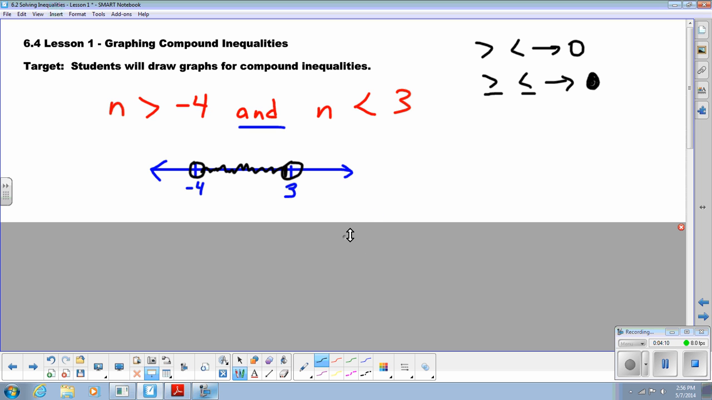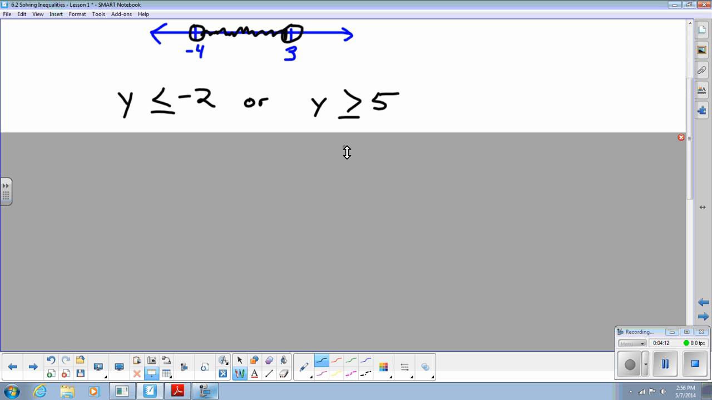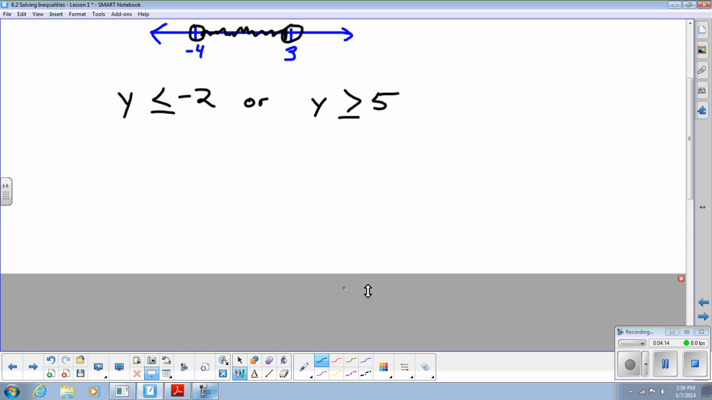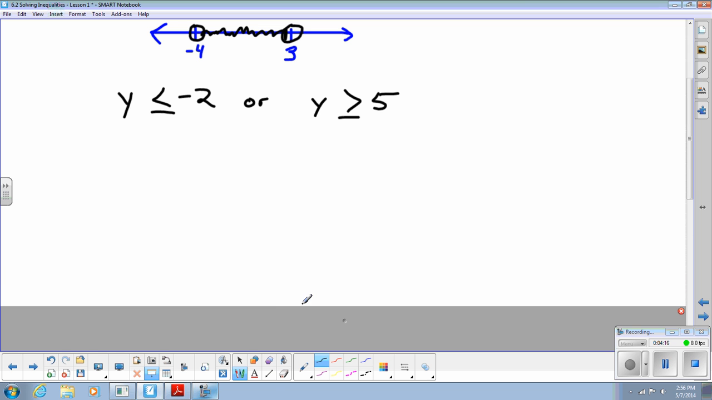The second situation that you can run into would be when you have the word or. Well, when you have the word or in an answer, it means only one of them has to be true. So how do I deal with this? So let's draw a new number line. We'll just draw a nice straight line as best I can. And I'm going to put arrows at the end of both. And I'm going to put my numbers -2 and 5 on there.